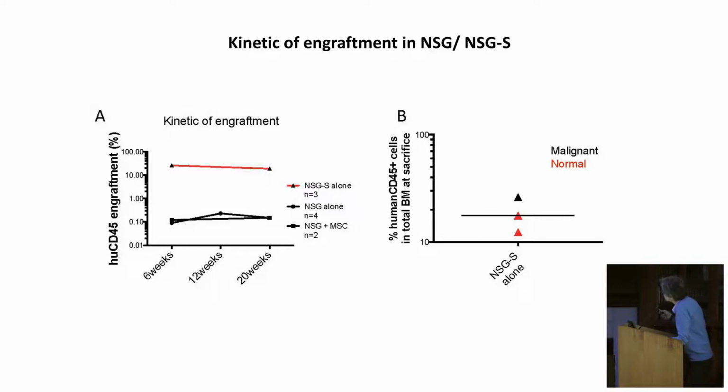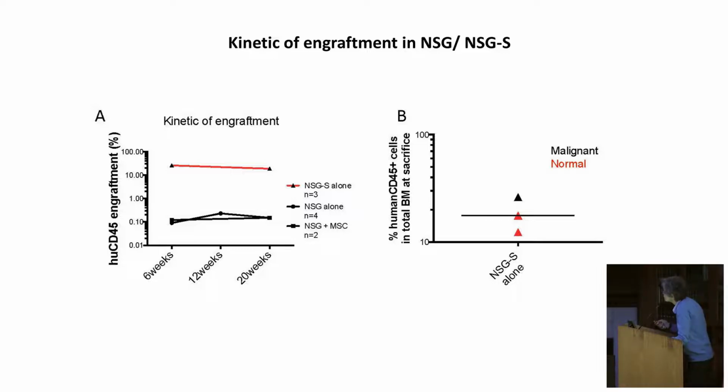And also we used an NSGS, which is for us a new mouse model which expresses human IL-3, GM-CSF, and stem cell factor, and we didn't co-inject MSC. And you can see from this that you could potentially conclude that indeed NSGS, which has these human cytokines, is much better because you've got a much higher level of engraftment. But you have to go clearly into more detail about that.